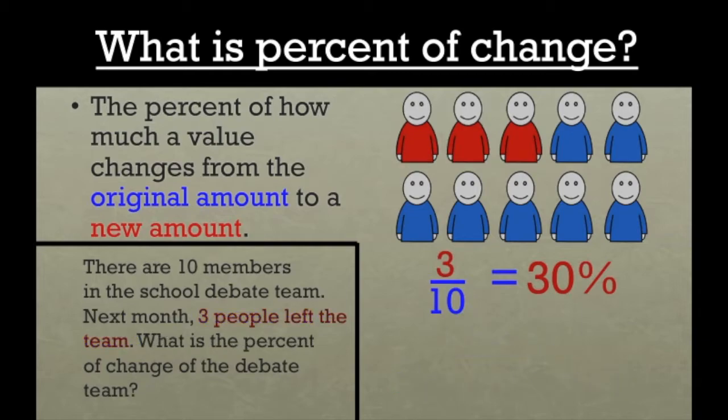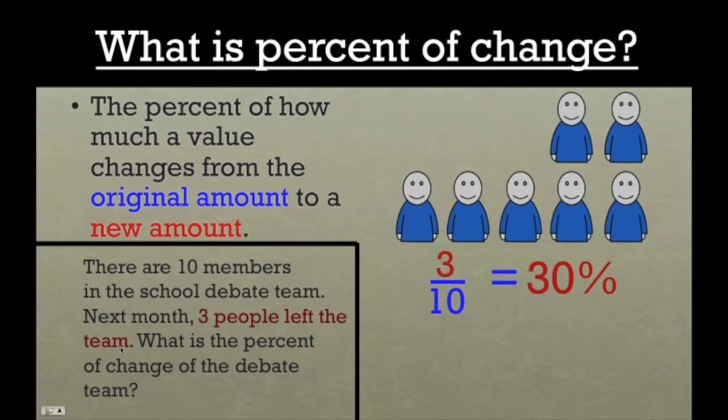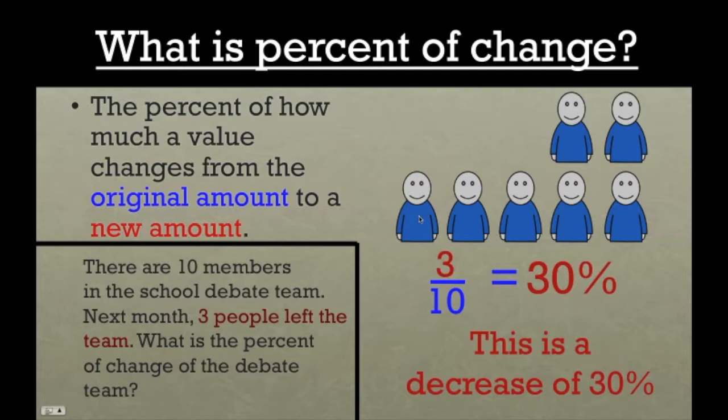But what if 3 people left the debate team? Well, then what would happen? Those 3 are gone. We had 10 people before, but now we have a decrease of 30%, because we went down by 30%. So when the original amount of people went up by 3, that was an increase of 30%. But when the team decreased by 3, that was a decrease of 30%. So whenever you go up in value, it's an increase, and whenever you go down in value, it's a decrease.